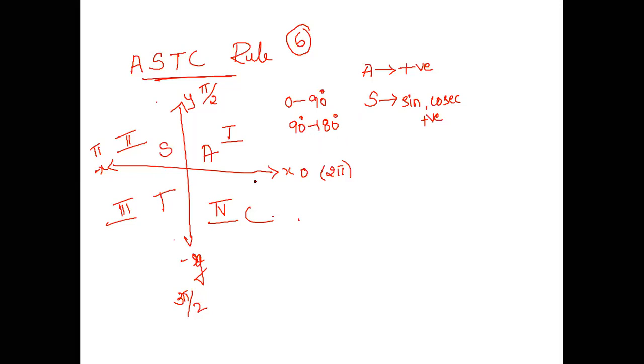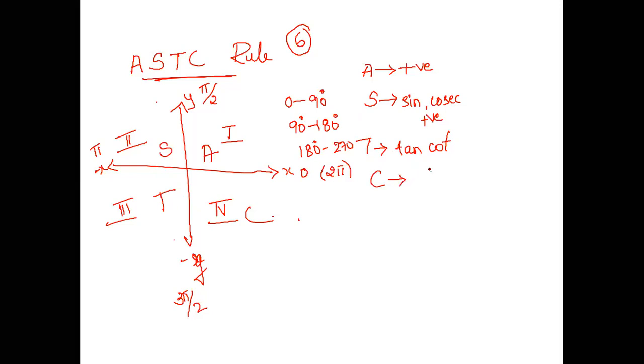Okay, now what does T mean? T means, good, Noor Fatima, it is tan and cot. In the third quadrant, the angles are between 180 and 270. Okay, 180 to 270. So in the third quadrant, tan and cot are positive and the rest of the trigonometric functions are negative. Okay, now what does C mean?